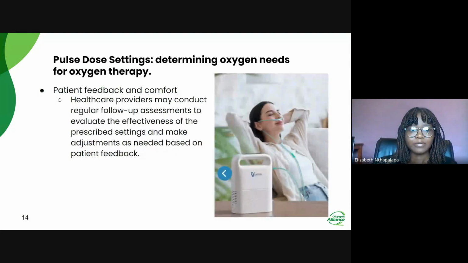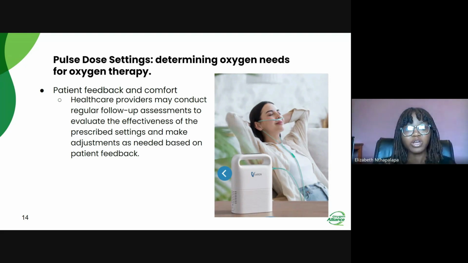Since the system is put in place to help a person who does different things, it is possible to be getting feedback from there. So the patient really plays an active role in determining the optimal pulse dose settings by providing feedback on their comfort and oxygenation levels.